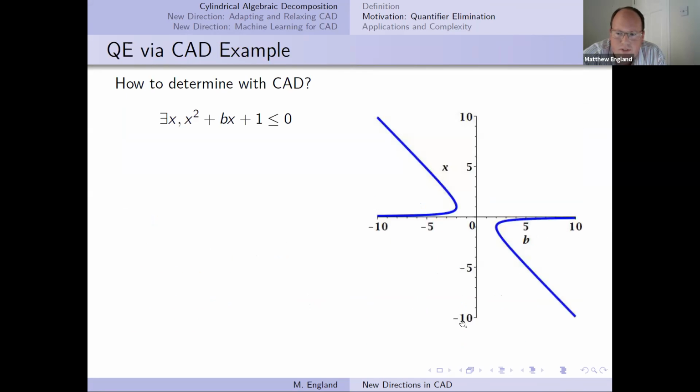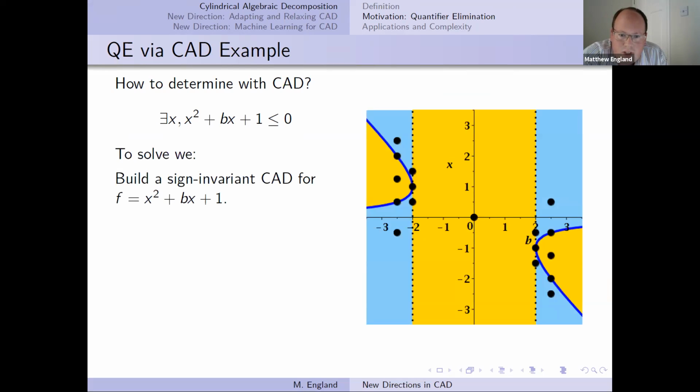So how is it I produce something like that with CAD? Just continuing with the same example, suppose I want to study the problem, there exists x such that x squared plus bx plus 1 is less than or equal to 0. Well, I'll take the polynomial that's involved here, x squared plus bx plus 1. Here's a plot of its graph, where x is the vertical axis, b is the horizontal axis. I know that's not the standard notation, but that's because I want to project down onto b, and I like projections to go down vertically. So I've made x the vertical axis there.